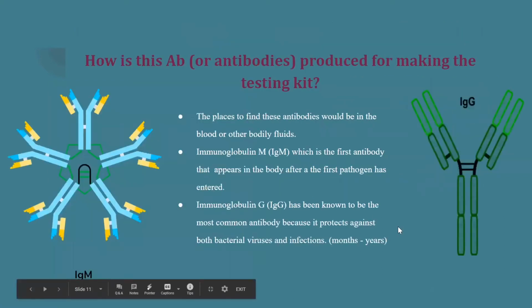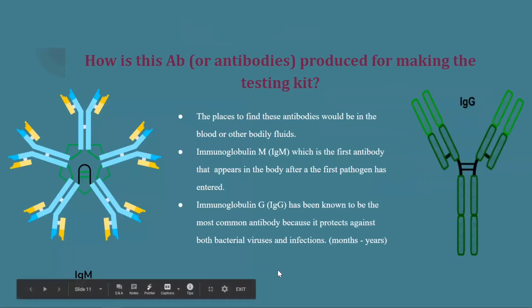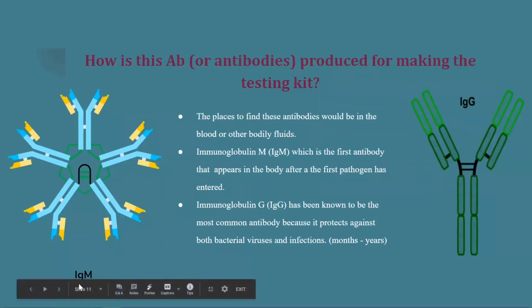So we want to know how these antibodies are produced for these testing kits. The first place that these antibodies are found is the blood and other bodily fluids. The IgM is the first antibody that appears in the body after the pathogen has entered. IgG is known to be the most common antibody because it protects against both bacterial and viral infections, and it could last in the body for months to even years.